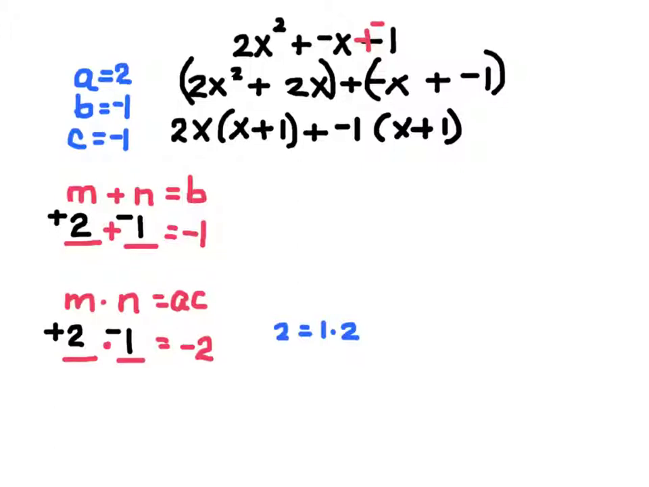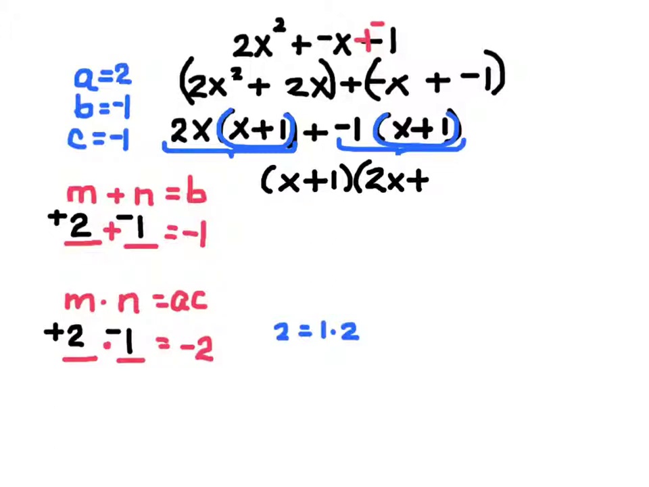Now we have the sum of two terms. Here's our first term, 2x times x plus 1, plus our second term, a -1 times x plus 1. We want to factor out our matching binomials, x plus 1. When we factor out x plus 1, we get what's left, 2x plus a negative 1. There's our answer. Factoring this quadratic trinomial gives us the product of two binomials.